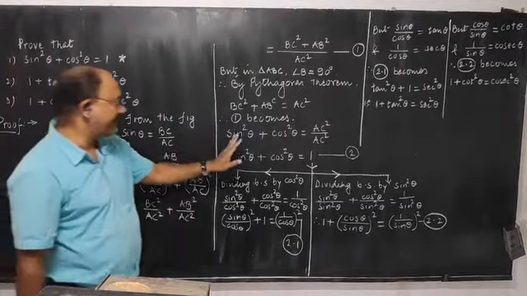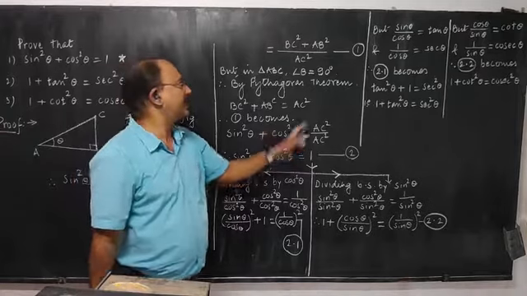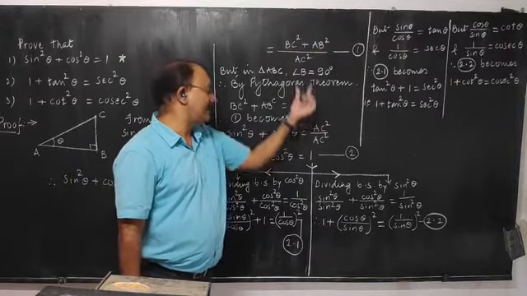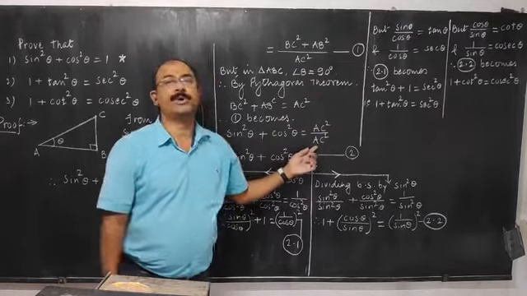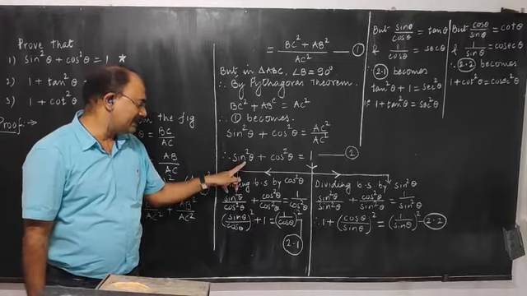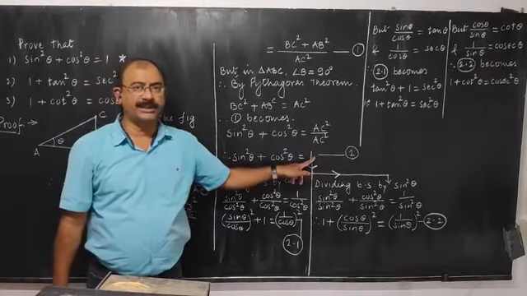So I am writing here sin square theta plus cos square theta is equal to, the equivalent of this is AC square, the denominator is also AC square. AC square upon AC square will be equal to 1, and therefore you get the result sin square theta plus cos square theta is equal to 1.